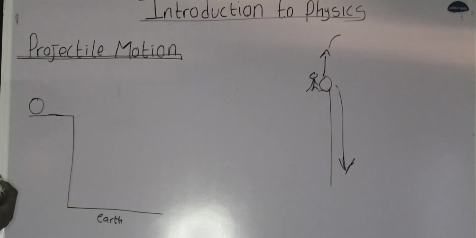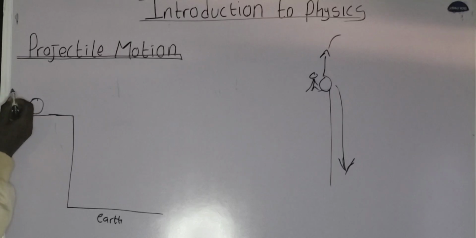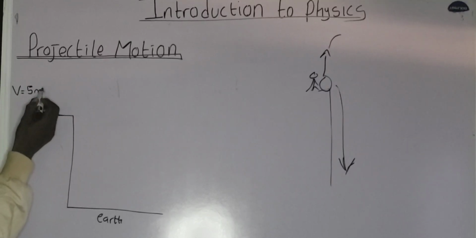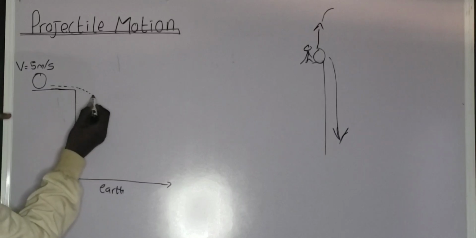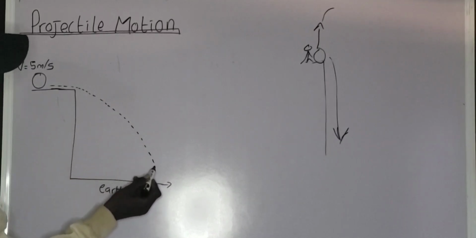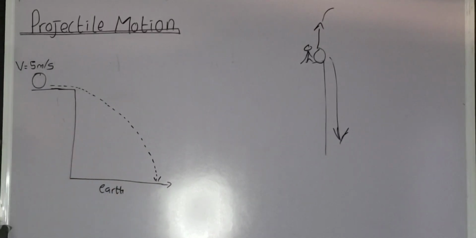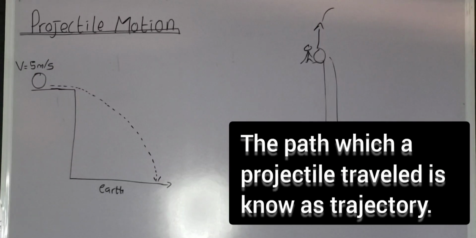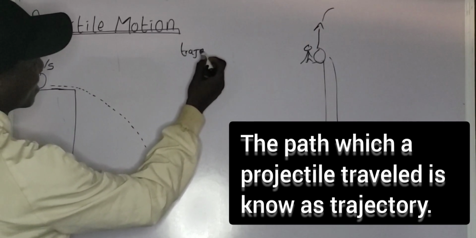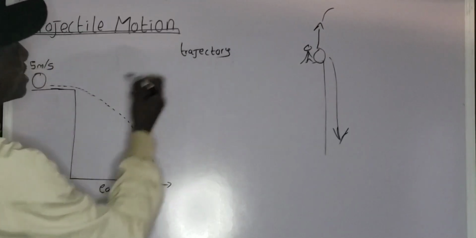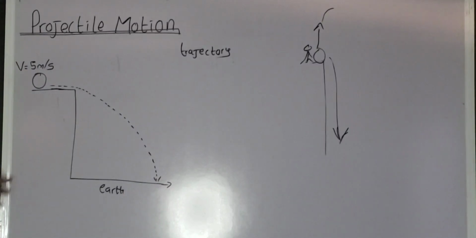Now let's assume that this ball is kicked with a velocity of 5 meters per second. The ball will travel typically along this path. Now, the path which the ball travels is known as the trajectory. Do you understand? The path which a projectile travels is known as trajectory.